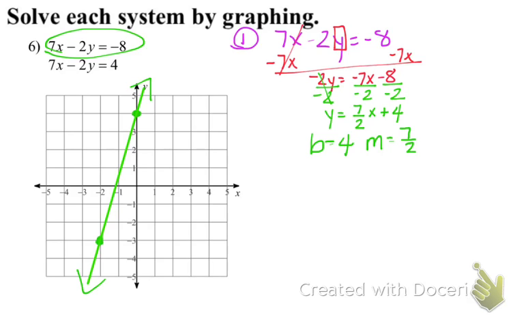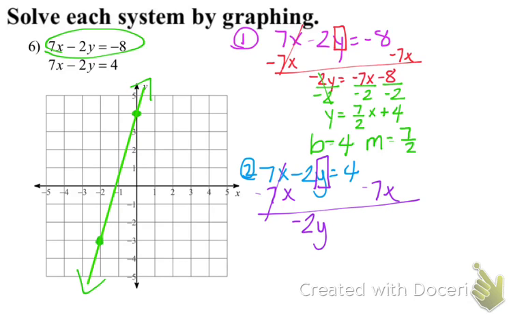So again, this other one that we have to graph is not in slope-intercept form, but I can get it there. So I have number 2 is 7x minus 2y equals 4. So, thinking about that, I need to solve again for y. So I'm going to subtract 7x from both sides. So I get negative 2y equals, I'm sorry, will equal negative 7x plus 4.